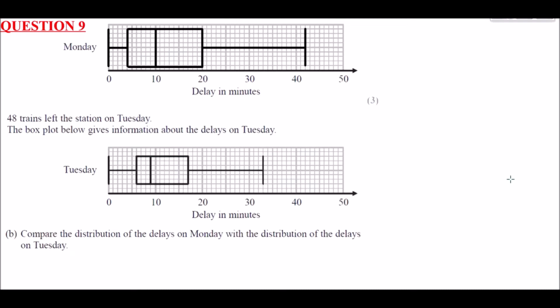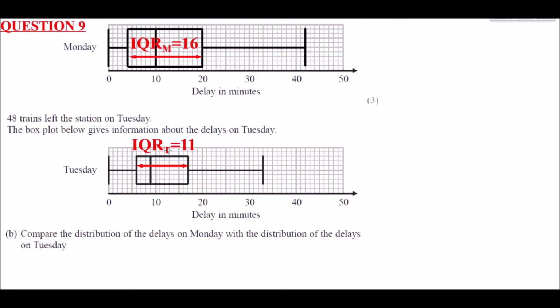Now, to compare box plots, we need to compare two different things. So, one thing we need to compare is a measure of spread. The main thing for a measure of spread is the interquartile range. The interquartile range for box plots is essentially the length of the box in the middle. It's the upper quartile minus the lower quartile. So for Monday, the interquartile range is 16. For Tuesday, the interquartile range is 17 minus 6, which is 11.